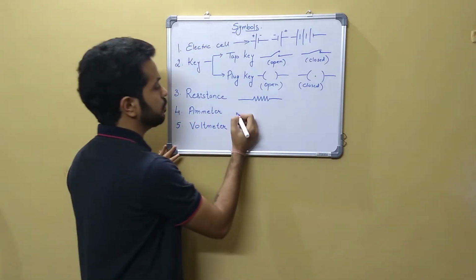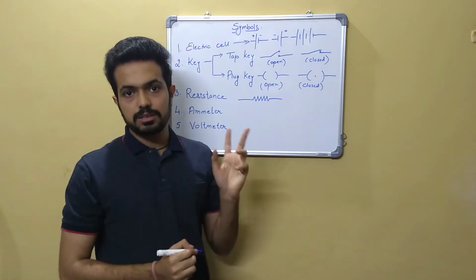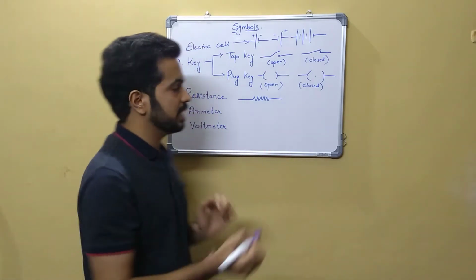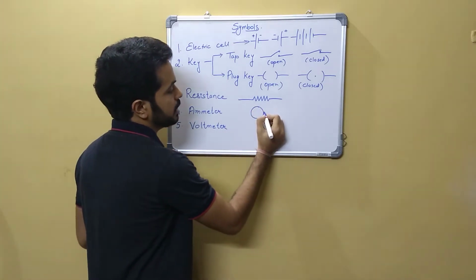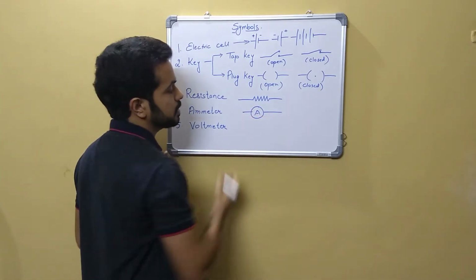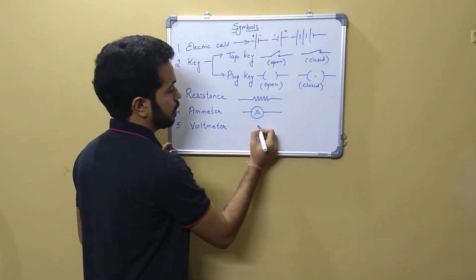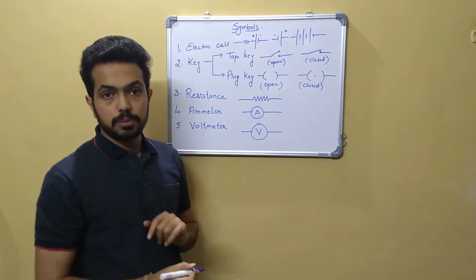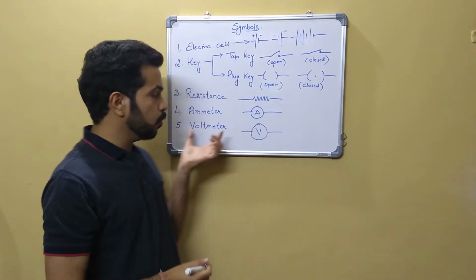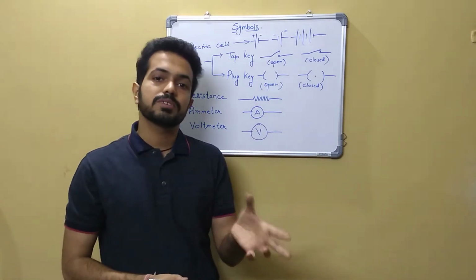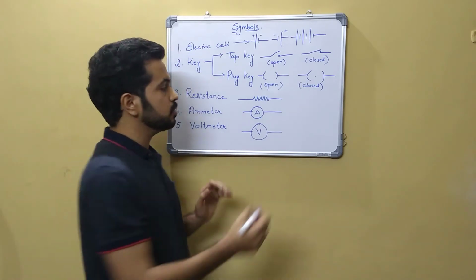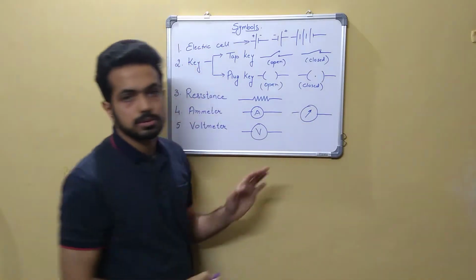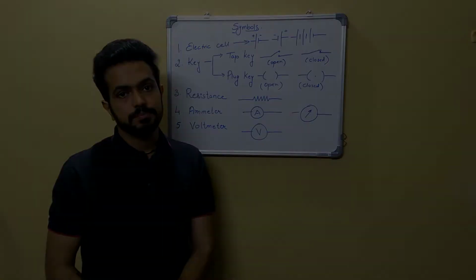Next one is an ammeter. If you remember, ampere is the unit to measure electric current. Hence, an ammeter is a device that measures electric current. Very simple. This is how you will be drawing an ammeter. And this is how you will be drawing a voltmeter. Again, volt is a unit to measure the potential difference. So basically a voltmeter will be measuring the potential difference between two terminals. In some cases you can see an ammeter denoted like this. Even this is a correct denotation of an ammeter.